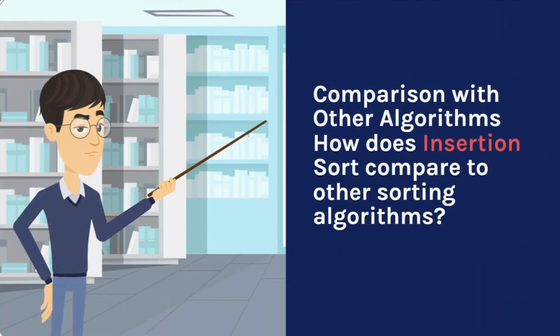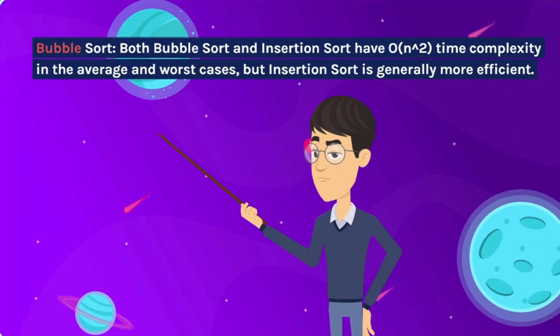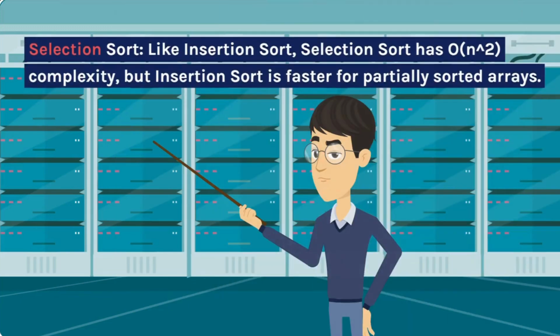Comparison with other algorithms. How does insertion sort compare to other sorting algorithms? Bubble sort. Both bubble sort and insertion sort have O(n squared) time complexity in the average and worst cases, but insertion sort is generally more efficient. Selection sort. Like insertion sort, selection sort has O(n squared) complexity, but insertion sort is faster for partially sorted arrays.